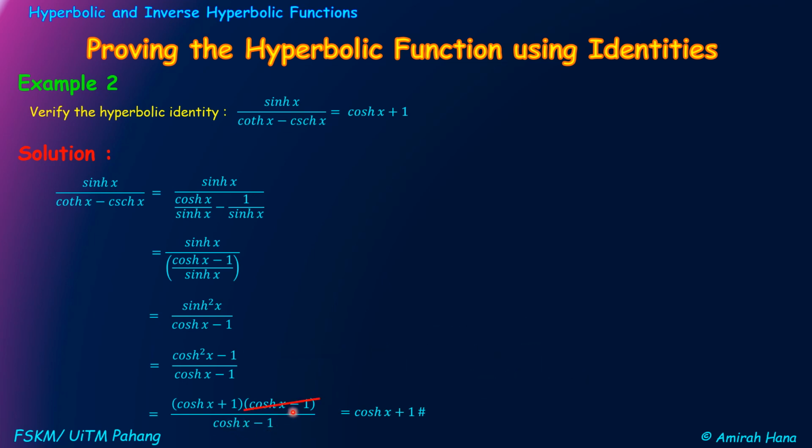From here, we can simplify cos x minus 1 from the numerator and cos x minus 1 from the denominator. After we simplify, we get cos x plus 1. When we compare to the function on the right-hand side, it is equal. It means that we have verified sin x over cos x minus cosec x equals cos x plus 1.